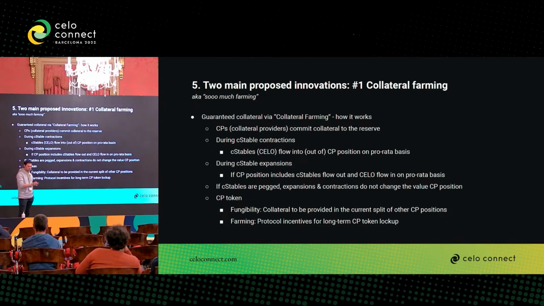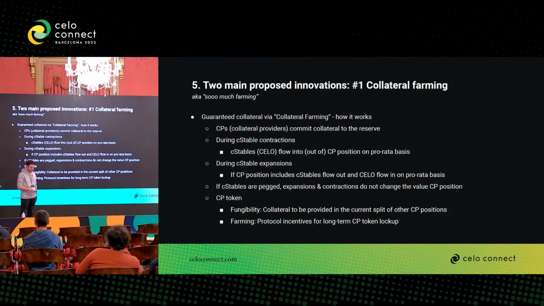So if you build in these mechanics, what actually happens is that if you become such a collateral provider, you add collateral to the reserve, you become part of the reserve, then as long as Celo stables are pegged, expansions and contractions do not really change the value of your position, right? Because you get $1 worth of collateral for giving out a stable token and the other way around.